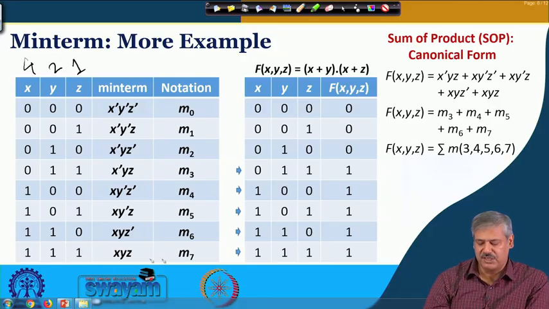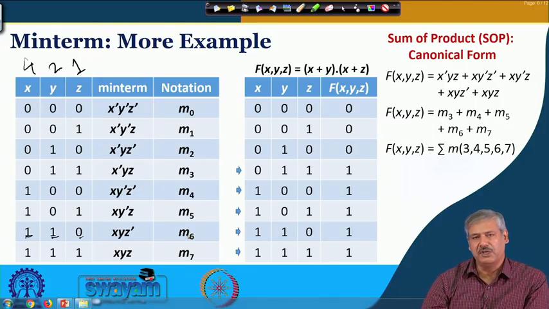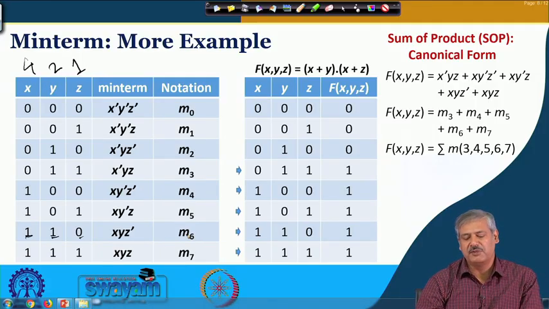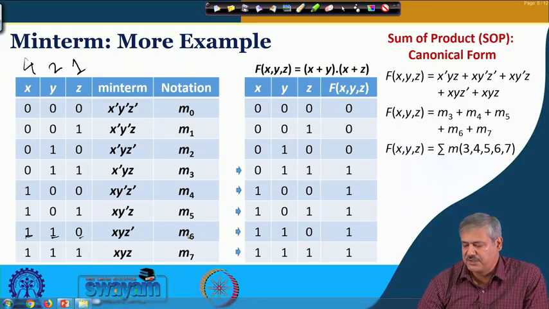So, 4 plus 2 plus 1 is your 7. In this case 4 plus 2. So, this is 4, this is plus 2 and this is 0 multiplied with 1. So, it is 6. So, this is M6. Okay. So, this is the way we get the decimal equivalent and the corresponding notation is presented here.